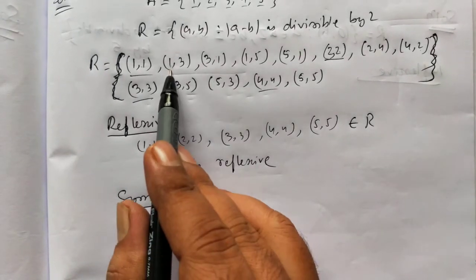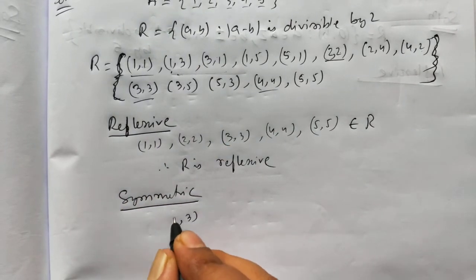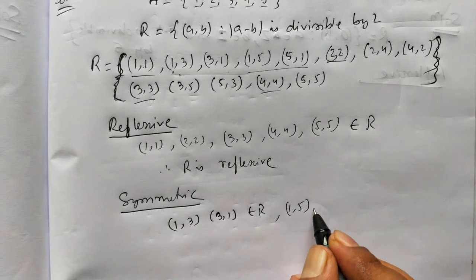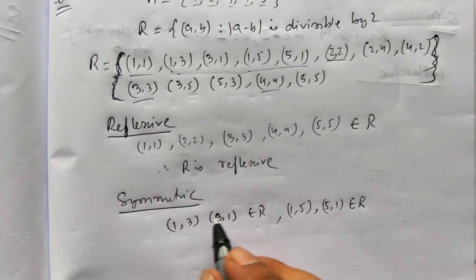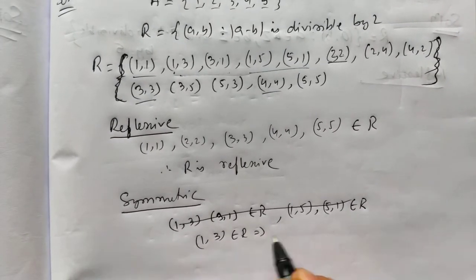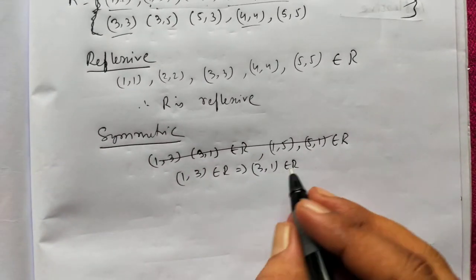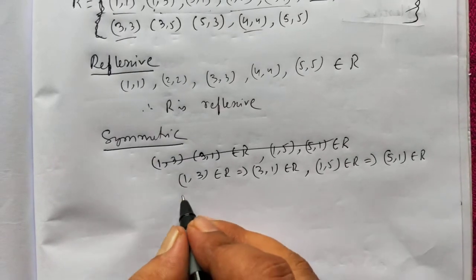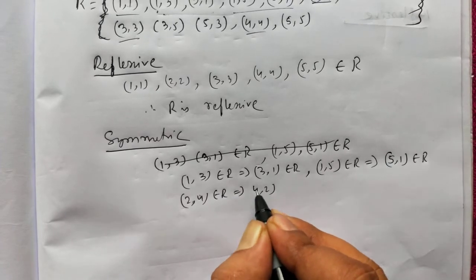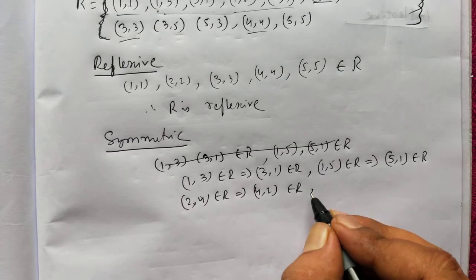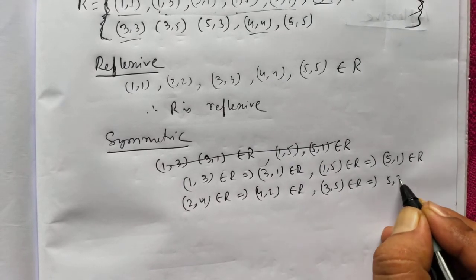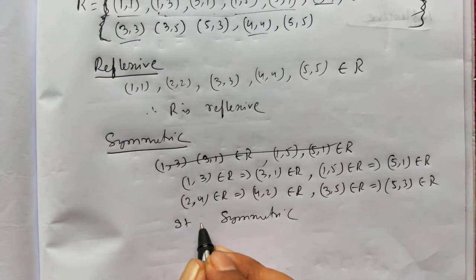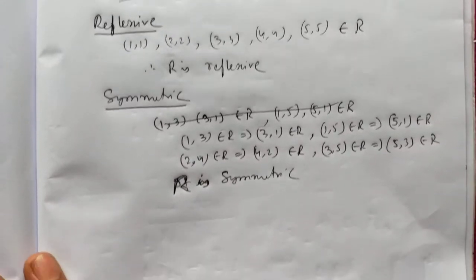Next, let us check symmetric. For symmetric, you have to see that if 1, 3 belongs to R, then 3, 1 also belongs to R. We can see that 1, 3 and 3, 1 belong to R, and 1, 5 and 5, 1 also belong to R. Or you can write it like this: 1, 3 belongs to R implies 3, 1 also belongs to R. 1, 5 belongs to R implies 5, 1 also belongs to R. 2, 4 belongs to R implies 4, 2 also belongs to R. 3, 5 belongs to R implies 5, 3 also belongs to R. So it is symmetric. Or you can say R is symmetric.